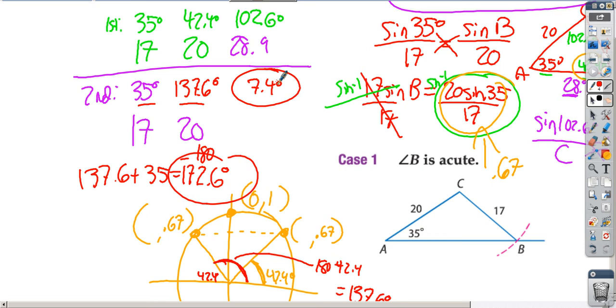So it is possible to have a second triangle because there are two different numbers that have a sine of 0.67. One of them is 42 degrees, one of them is 137 degrees, and if we use the 137 degrees, we add it to 35, we haven't yet used up all degrees in the triangle. Okay, so here's the main idea. How do I know if there's a second triangle?